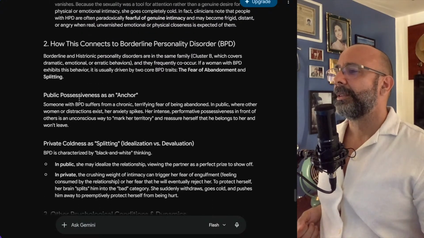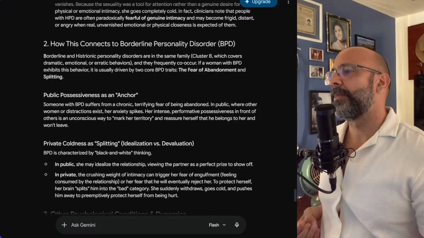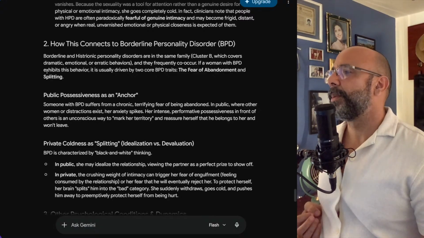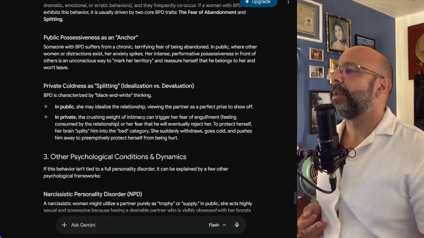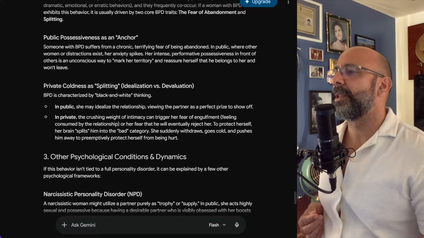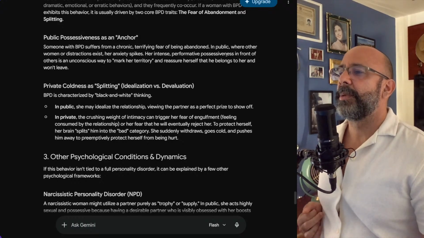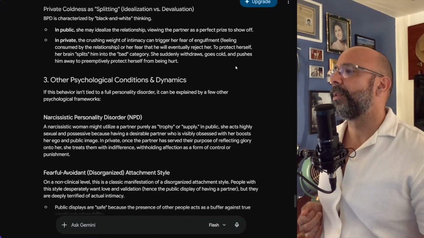Interesting. Borderline, and how this connects to borderline. Borderline and histrionic personality disorders are in the same family, cluster B, and they frequently co-occur. If a woman with BPD exhibits this behavior, it is usually driven by two core BPD traits: the fear of abandonment and splitting. Public possessiveness as an anchor. Someone with BPD suffers from a chronic, terrifying fear of being abandoned. In public, where other women or distractions exist, her anxiety spikes. Her intense performative possessiveness in front of others is an unconscious way to mark her territory and reassure herself that he belongs to her and won't leave.